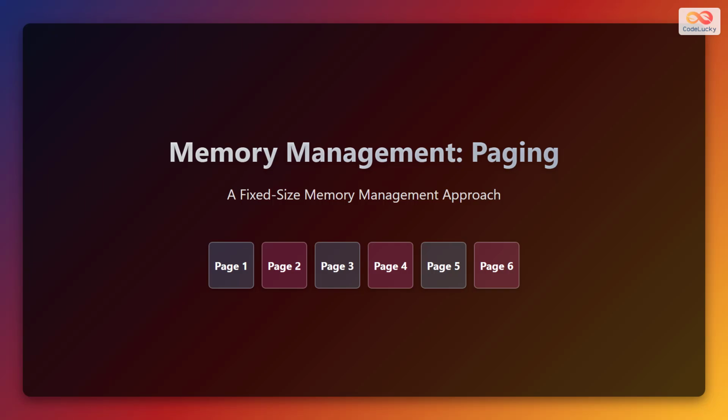In this video, we will explore paging, a crucial memory management technique. We'll examine how it divides memory into fixed size blocks to efficiently manage and allocate space for processes. Let's begin by understanding the fundamental concepts of paging and how it helps in optimizing memory usage within a computer system. Here's an illustration showing memory divided into fixed-sized pages.